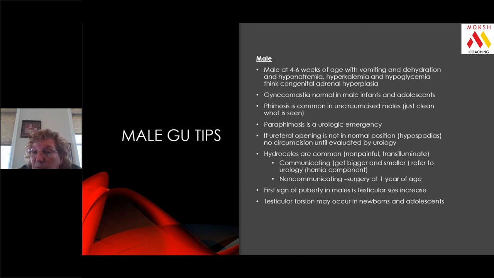What is a hypospadias? If your penis does not have a normal ureteral opening in its normal position, and it's usually underneath it, why don't we want to do a circumcision?